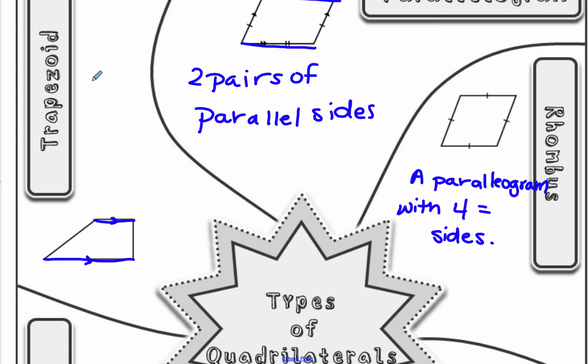All right, so I'm going to write exactly one pair of parallel sides. Trapezoid is not a parallelogram because a parallelogram has two pairs of parallel sides and a trapezoid only has one pair of parallel sides.